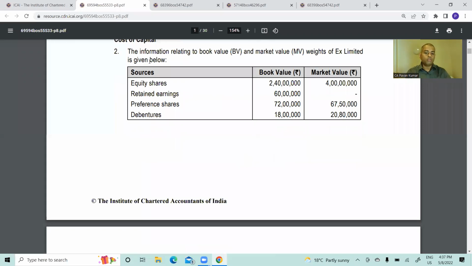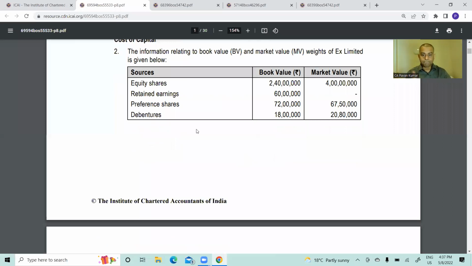Akshay, can you read question number 2, please? Yes, sir. This is an ICAI study material model. Have you recognized that this is an ICAI study material model? Copy paste, same question. Read. Okay, sir. Question number 2.